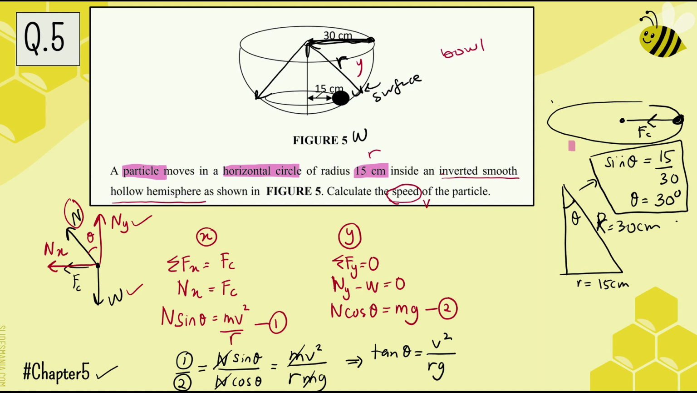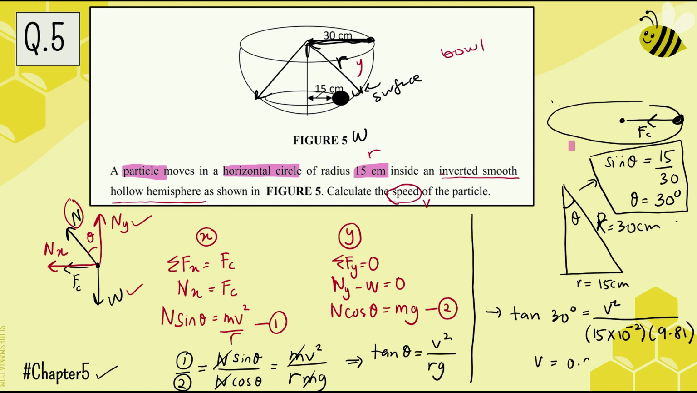Now we substitute the values. Okay, let us continue. So tangent 30 degrees is equal to v squared over r g, where r is equal to 15 cm. You need to convert it into SI units. g is 9.81. Then you do the calculation and square root the values. Finally you'll have v is equal to 0.92 meters per second. Okay, thank you very much.